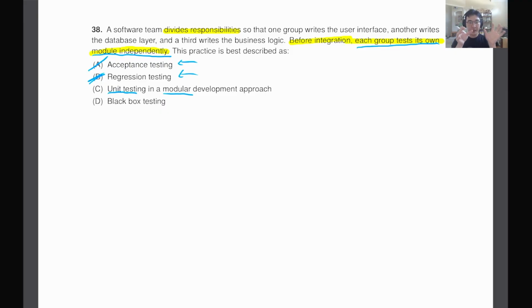And then you want to make sure each brick works independently first. Just like you want to make sure each function, for example, in this case, the user interface, the database layer, the business logic, they all work independently first before you try to combine them all together. And that's what this scenario is describing. Okay, so it's answer choice C.